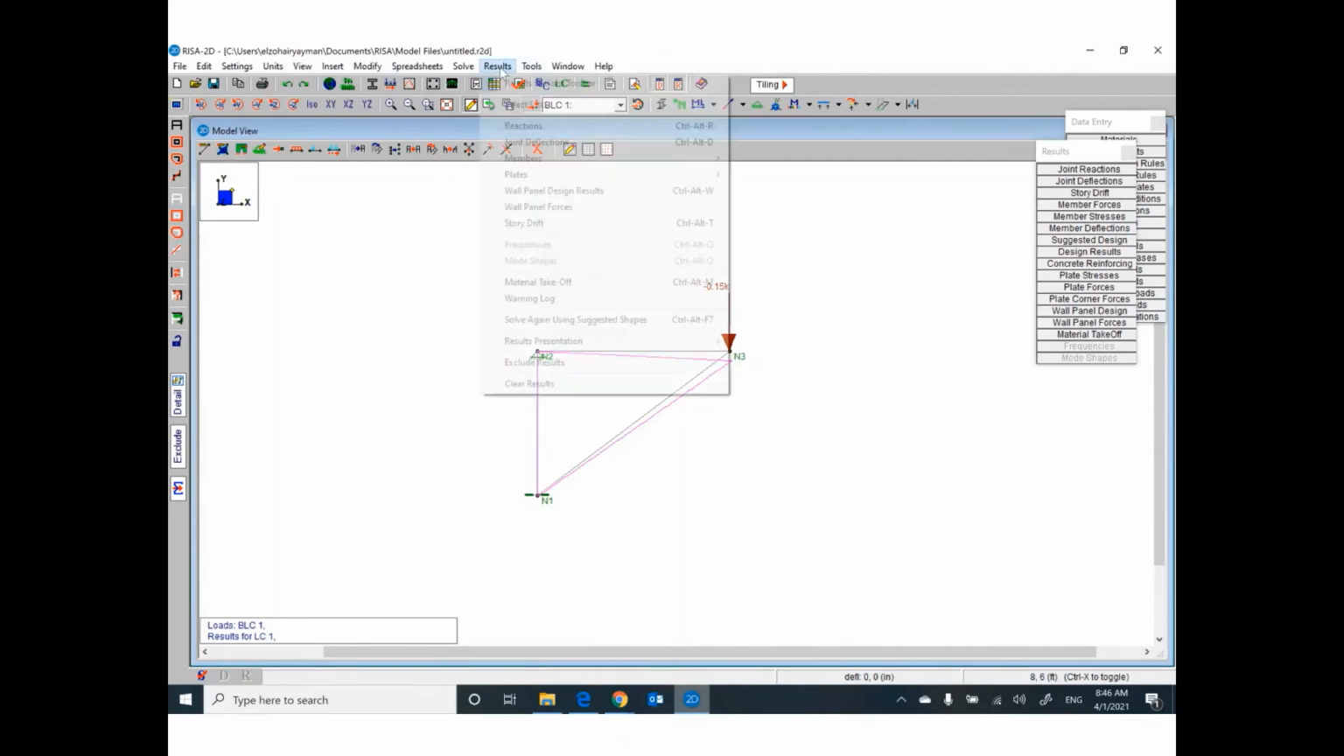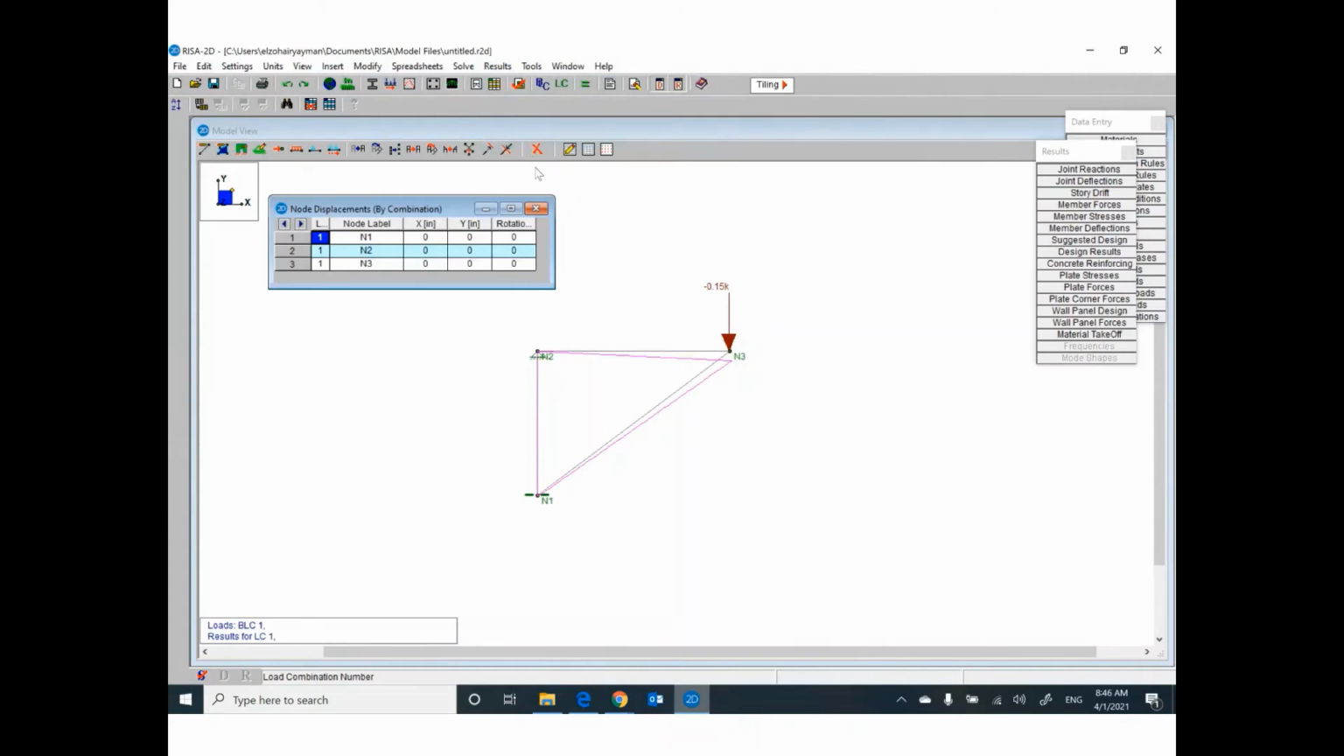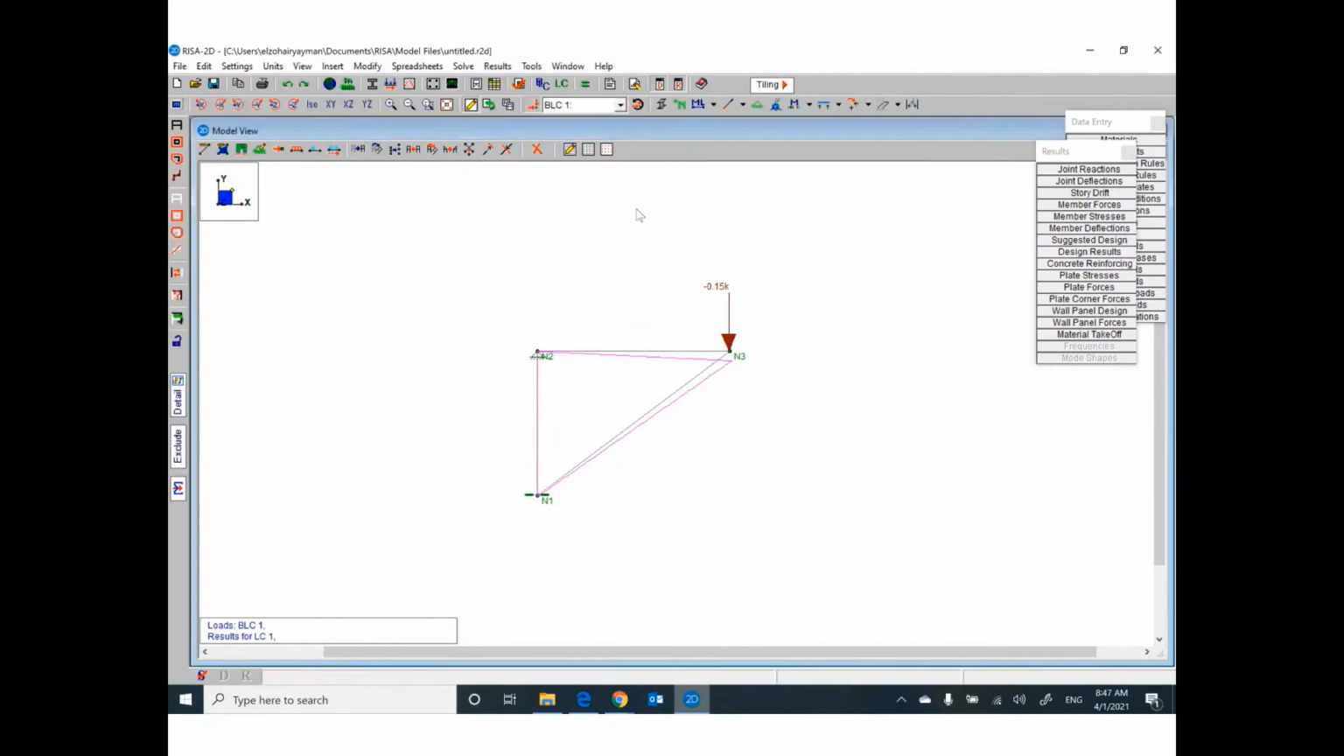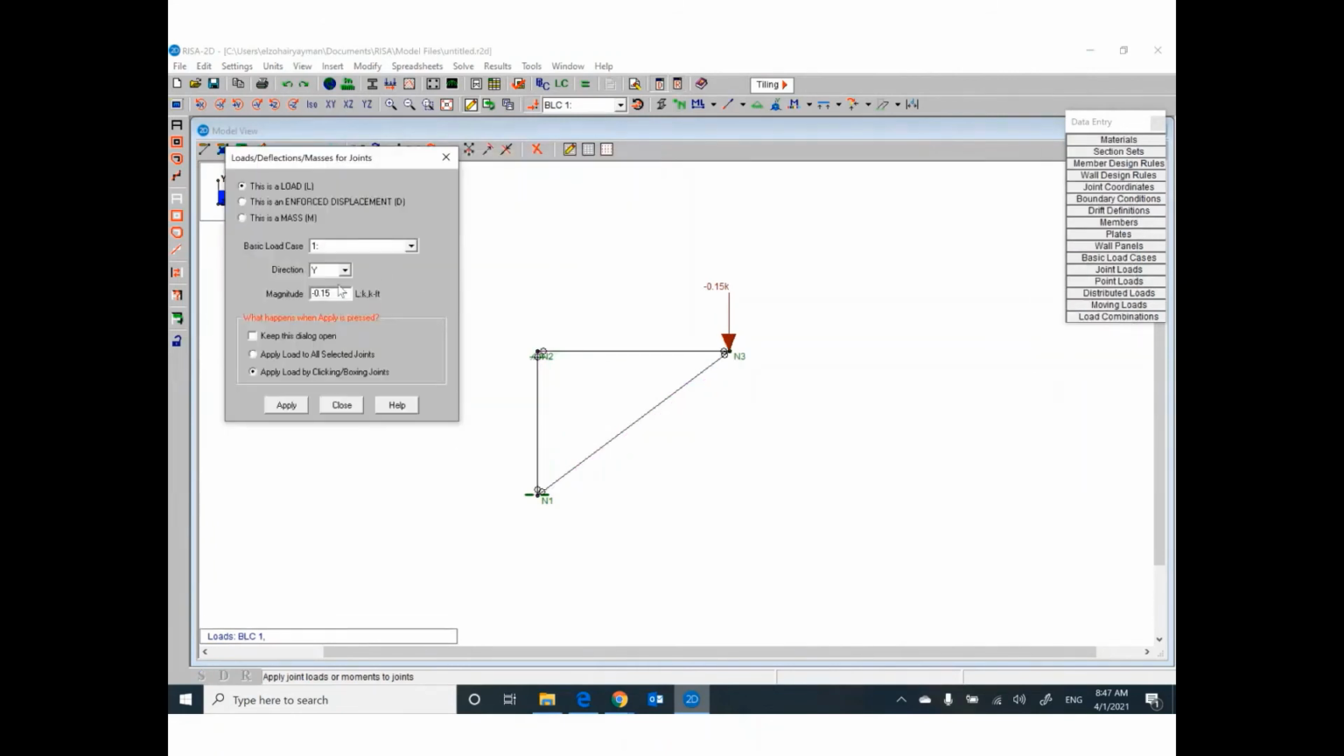If you go to results, joint deflection, the value is very, very small. Okay, let me insert joint load. The value here, I will make it bigger, negative 15.